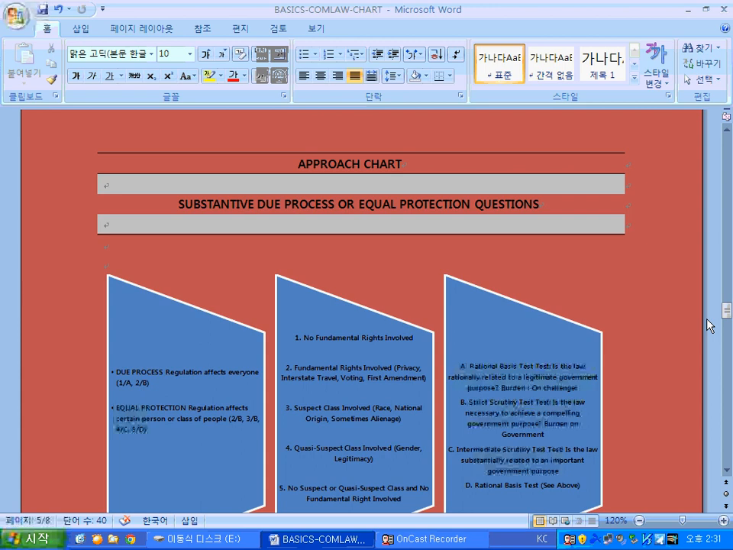And if fundamental rights are involved in a due process dispute, including privacy, interstate travel, voting, and the First Amendment, then the strict scrutiny test should be applied. The standard test would be a little different: is the law necessary to achieve a compelling government purpose? The burden of proof would be imposed on the government.